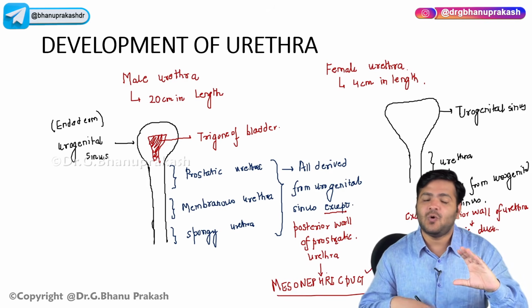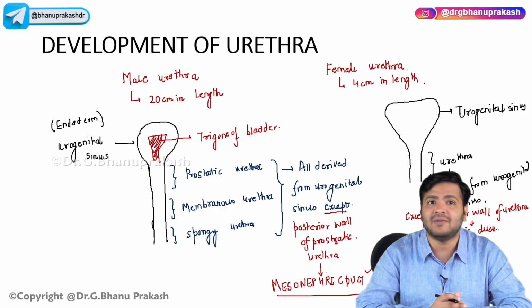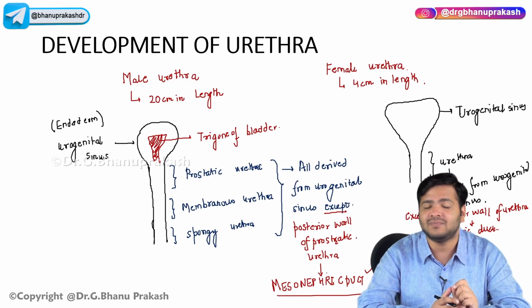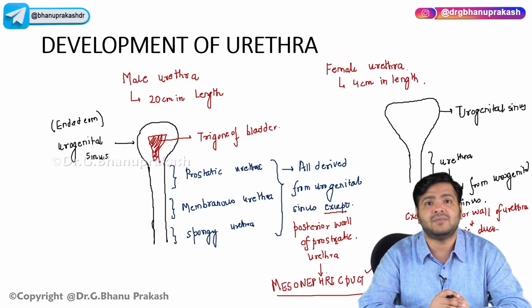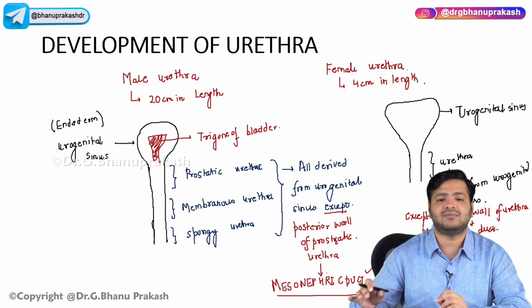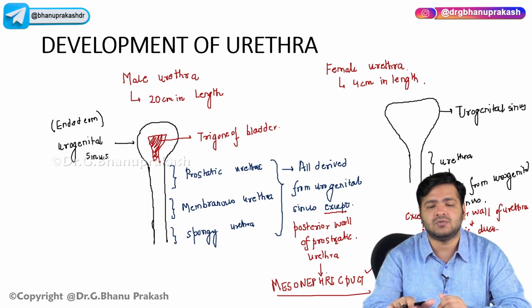So you already know every part of the male urethra is coming from the urogenital sinus except the posterior part of the prostatic urethra. Apart from that, the female urethra is shorter in length, right? The posterior part of the female urethra is coming from the mesonephric duct, otherwise the entire urethra in the female also is coming from the urogenital sinus, right? So that was about the development of the urethra.